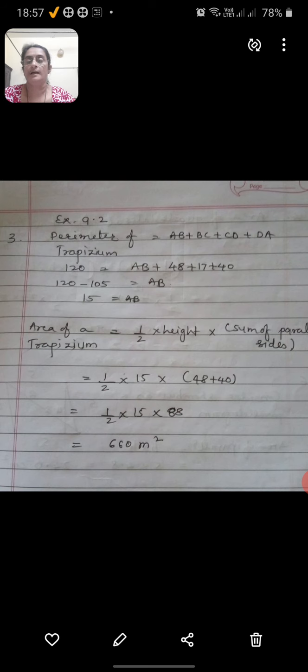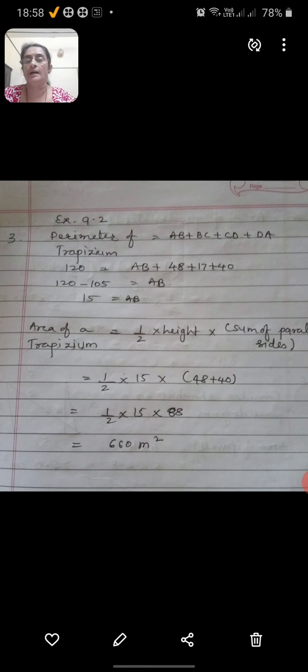Now using that, we are going to find out the area of the trapezium, that is half into height into sum of the parallel sides. So half, as it is height we got, that is AB as 15, and plus parallel sides are AD and BC, that is 48 plus 40.